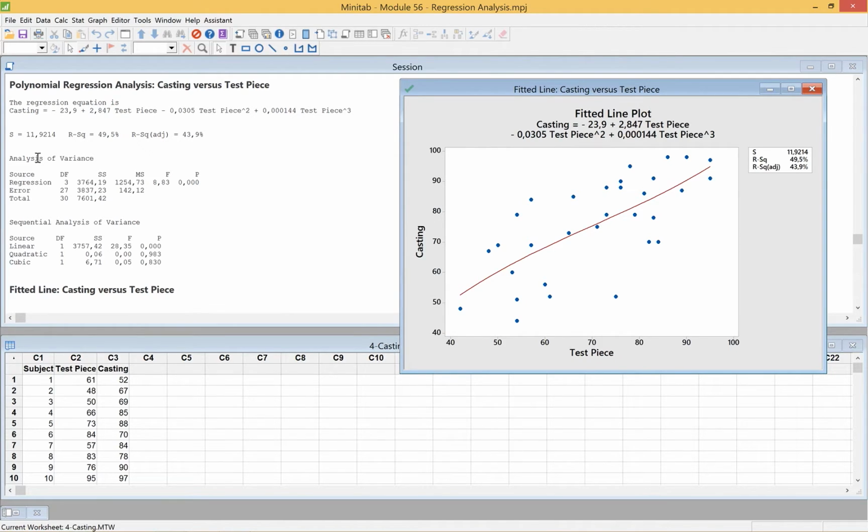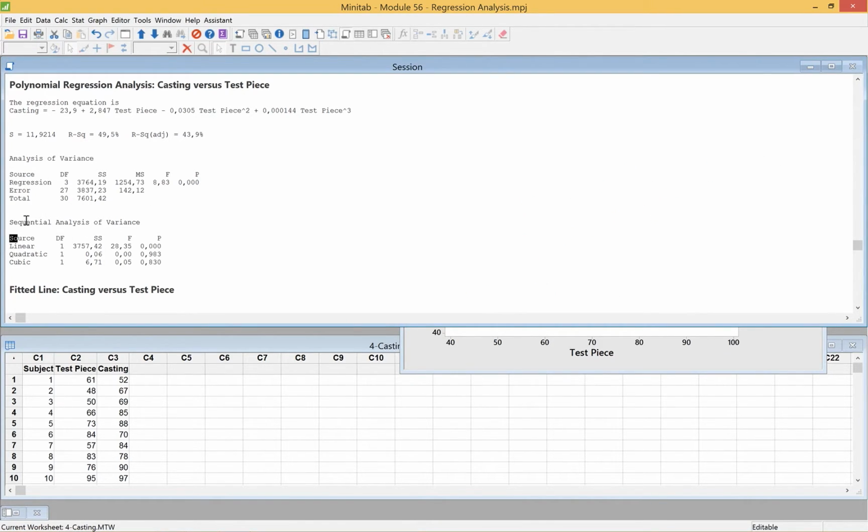Now, we take a look here and we see this equation. That's the regression equation, which is this fitted line plot. Now, take a look at that. That looks actually pretty linear, doesn't it? So we take a look and say, okay, here's a sequential analysis of variance down here. And as we take a look at that sequential analysis of variance, this is linear, quadratic, and cubic.